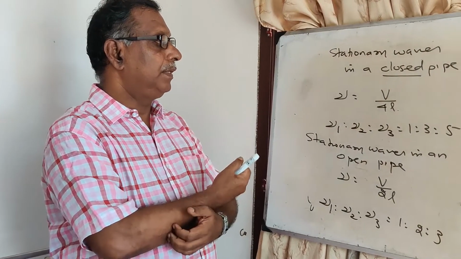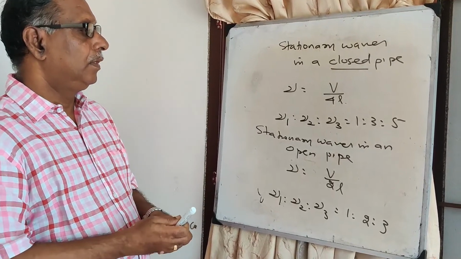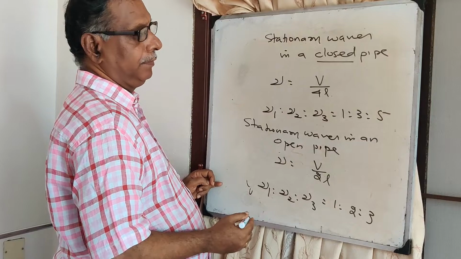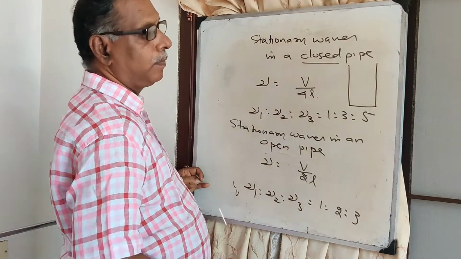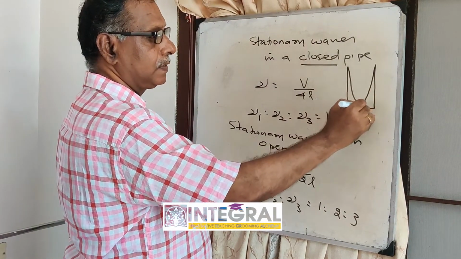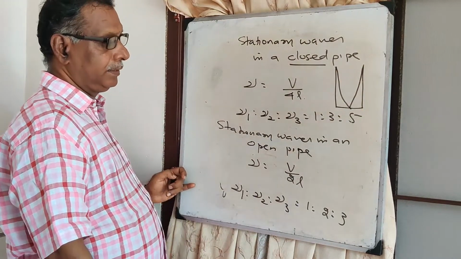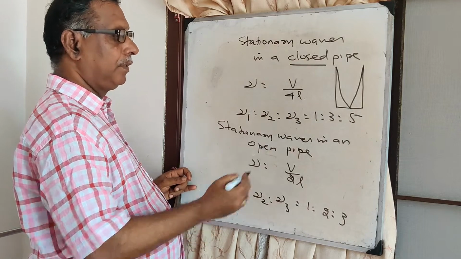Now we have to study the concept of stationary waves in a closed pipe. In a closed pipe, the fundamental frequency nu equals V by 4L. Closed pipe means one end is closed and the other end is open. Here a stationary wave is produced like this. A node is produced at the closed end and an antinode at the open end. The fundamental frequency nu equals V by 4L.